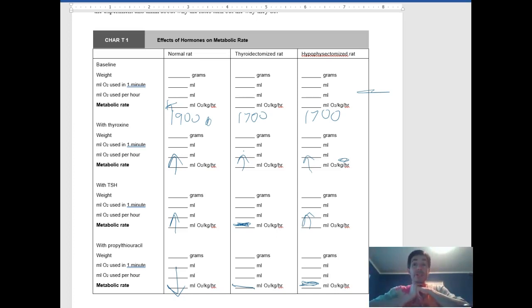So those are the questions that you want to be able to answer. In the first line there, which rat has the highest metabolic rate and why? And then in the other 3, what effect will the injection have on this rat and why? That's it. Pretty straightforward.